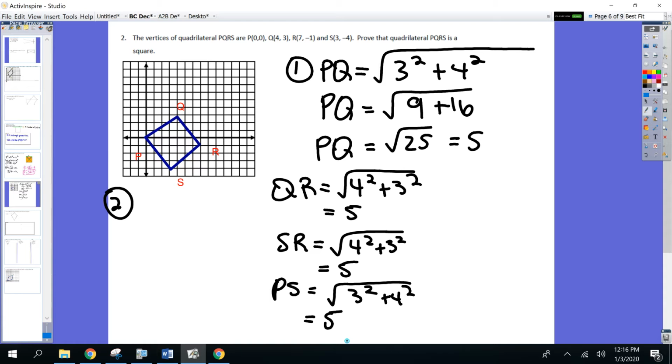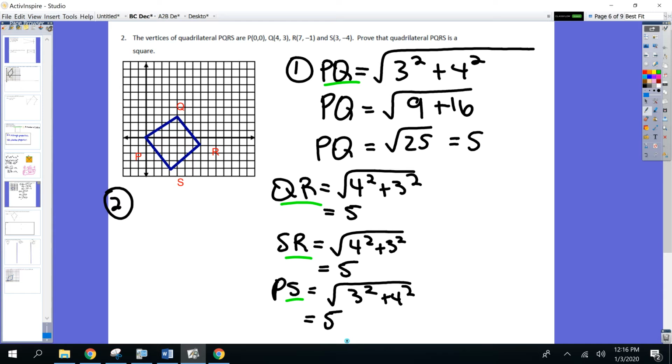Okay. Step 2 is not telling me what type of figure it is. Step 2 is telling me what you found out from your formulas. You did not find out that this was a rhombus yet. What did you find out about PQ, QR, SR, PS? They're all equal. They're all congruent. So that is step 2. All right, you're telling me these are congruent.